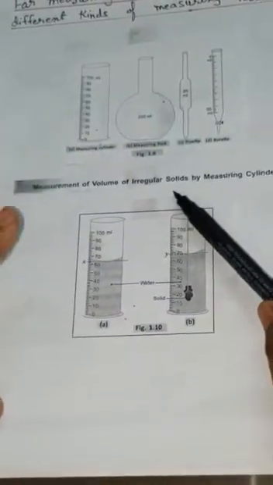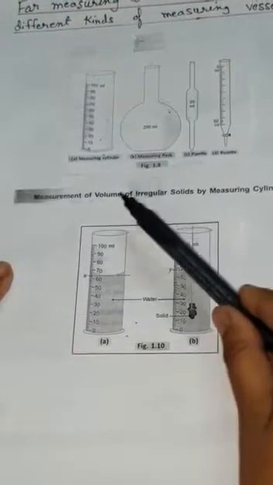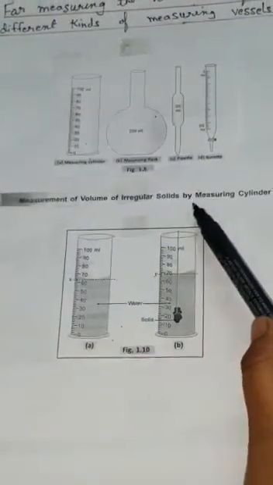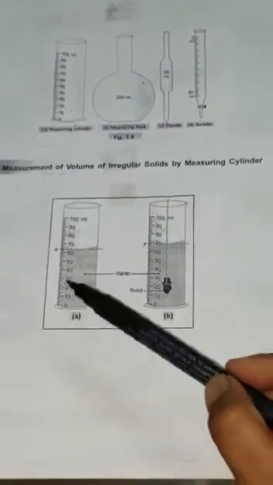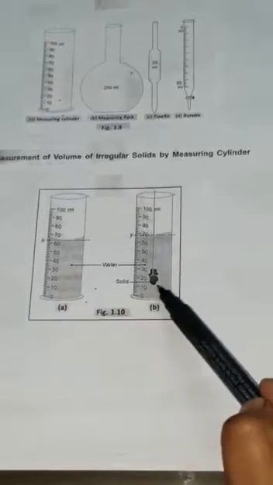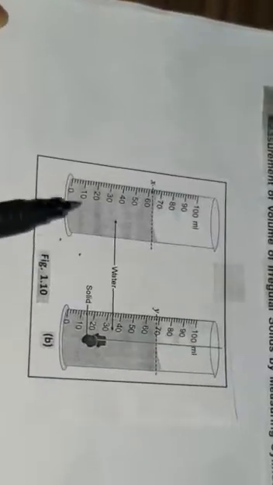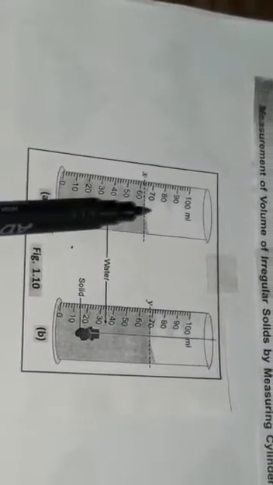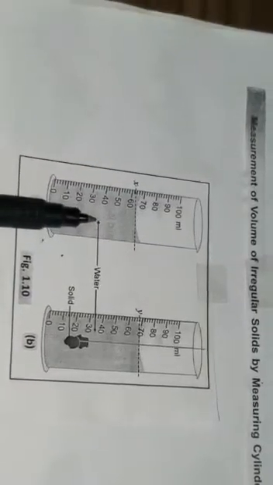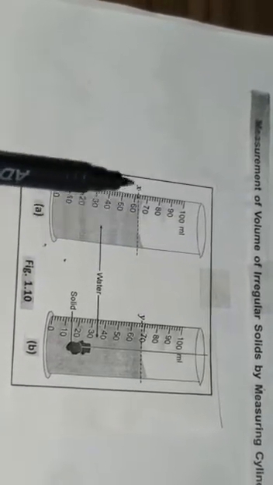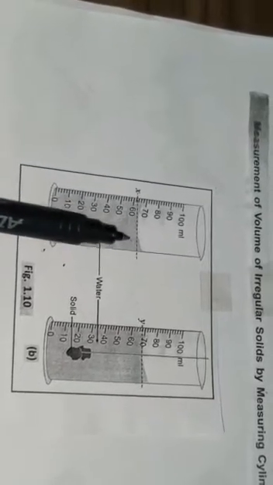Now coming to the measurement of volume of irregular solids. I am saying how you will measure the volume of irregular solids by measuring cylinder. This is our measuring cylinder. See here, irregular solid, I have taken a stone. Take a measuring cylinder and fill it with water. Now here we have filled it with water. Record the volume of the water, say X. X, we have recorded the volume of the water.